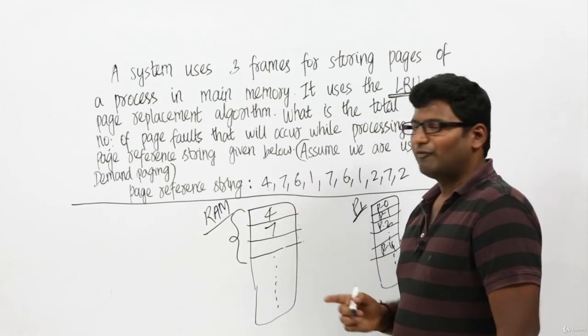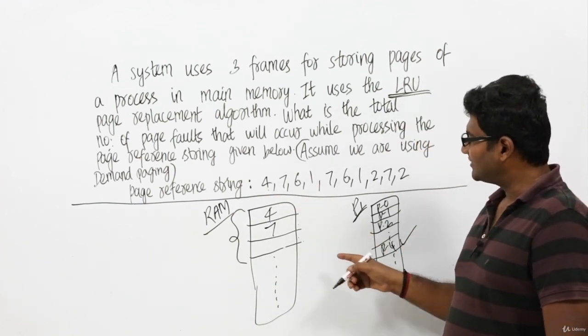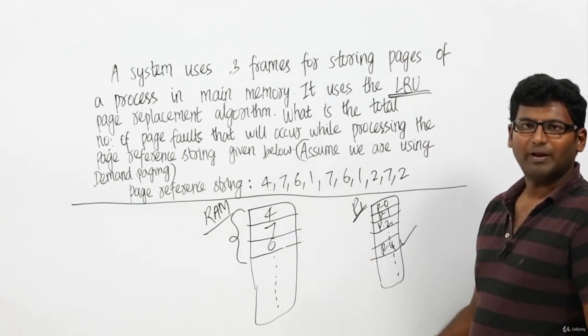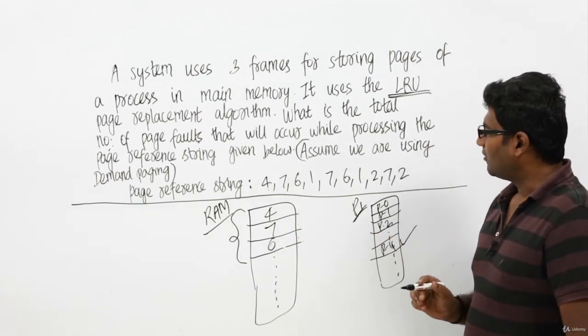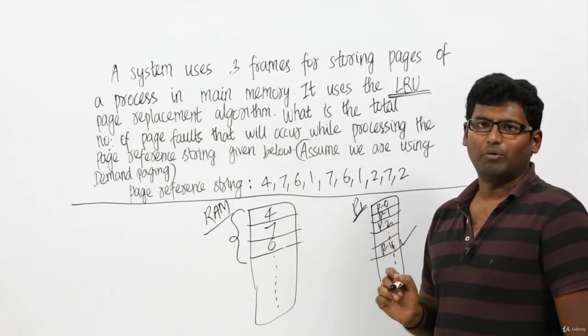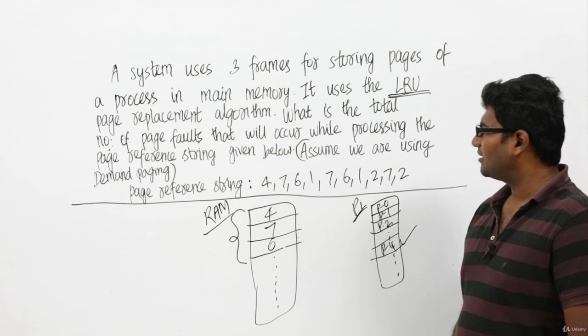Then the CPU is requesting page number 6, right? Since I have a free frame, I will allocate it here. I will place page number 6 over here. Fine. Now the CPU is requesting page number 1, right? Now comes the problem. The CPU is requesting page number 1.